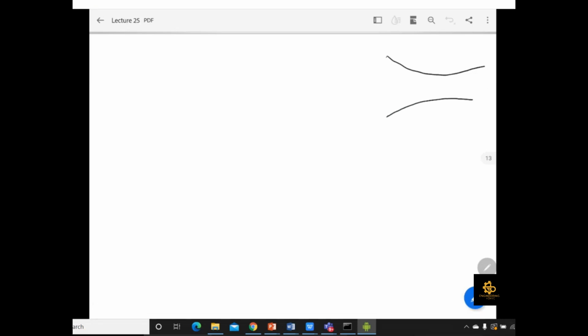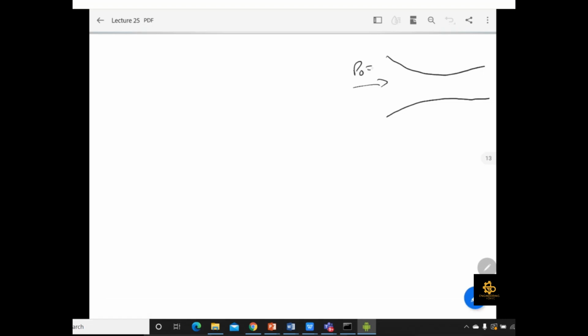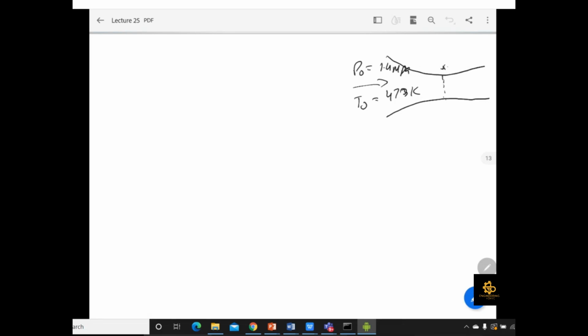This is a very simple question. I will quickly draw the schematic. This is just a converging-diverging nozzle. We have the stagnation properties, P naught is 1.4 megapascal, which comes from the previous example, and T naught is equal to 473 Kelvin. The main target is to find the properties at this point, which is the critical point.